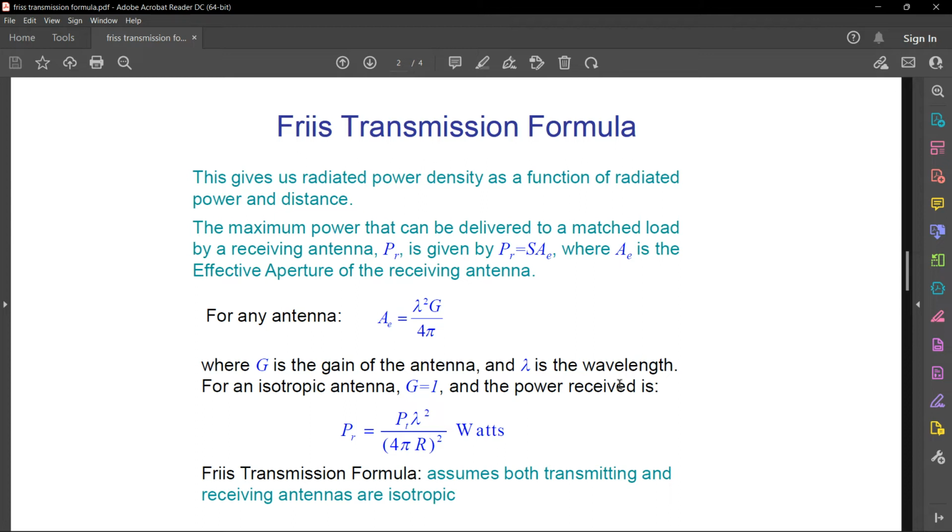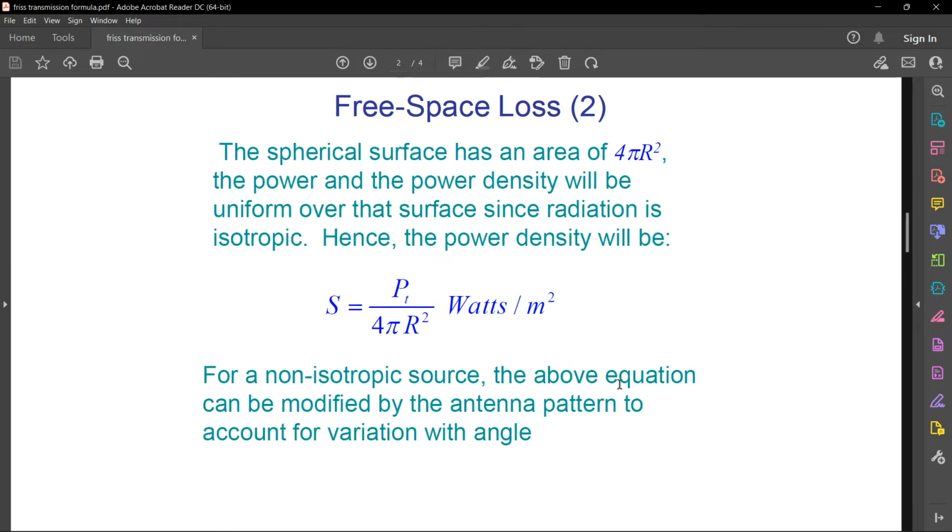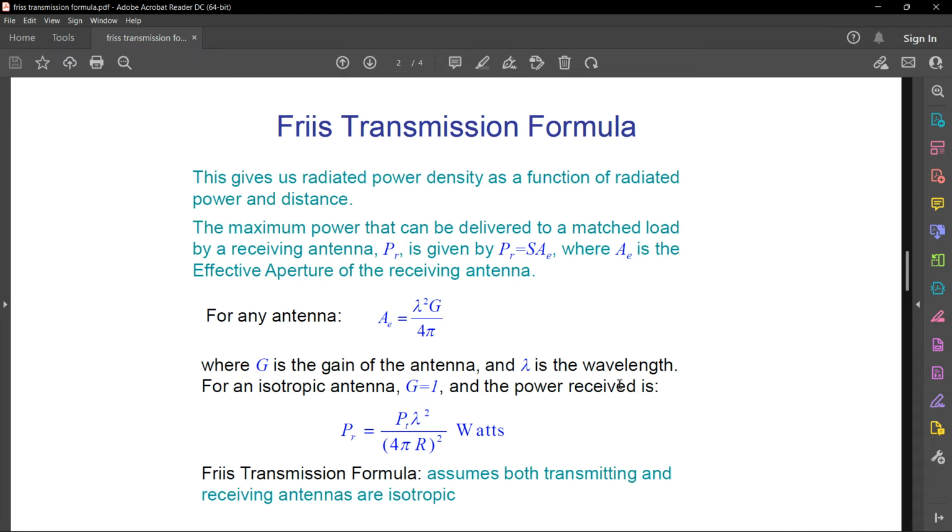So the maximum power that can be delivered to a matched load by a receiving antenna is given by Pr, that is power received, which is equal to the power density into effective aperture. For power density, we already have the relation, S is transmitted power by 4 pi r square. To get the received power, we have the power density as well as the effective aperture, and we know the effective aperture of the antenna is Ae equal to lambda square G by 4 pi, where the suffix e represents effective aperture, lambda is the wavelength, and G is the gain of the antenna. And for an isotropic antenna, the gain of the antenna is equal to 1.